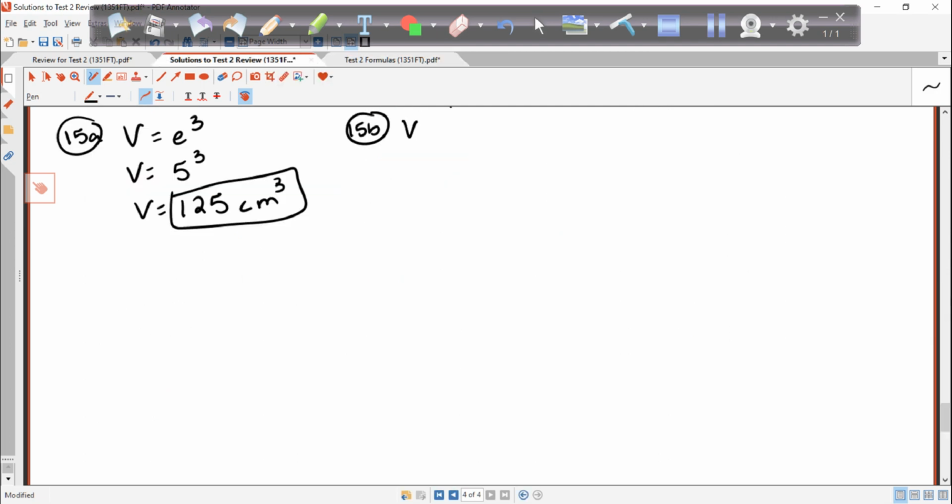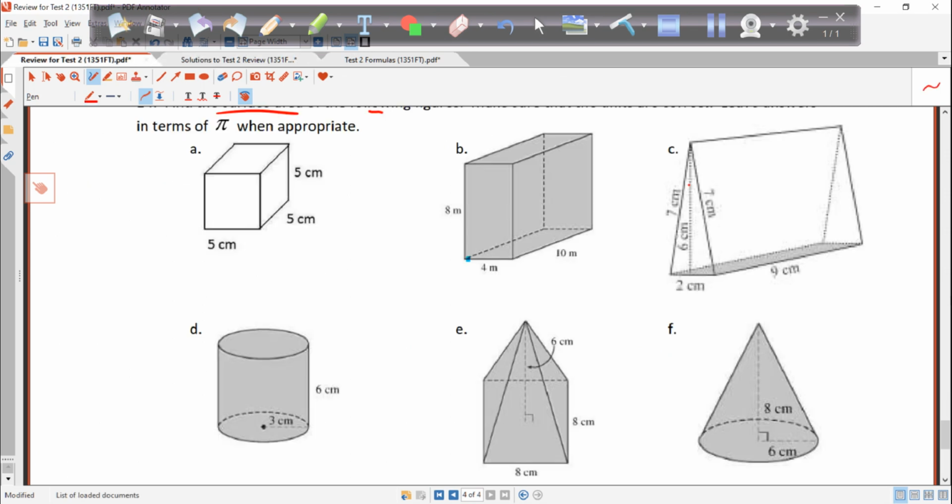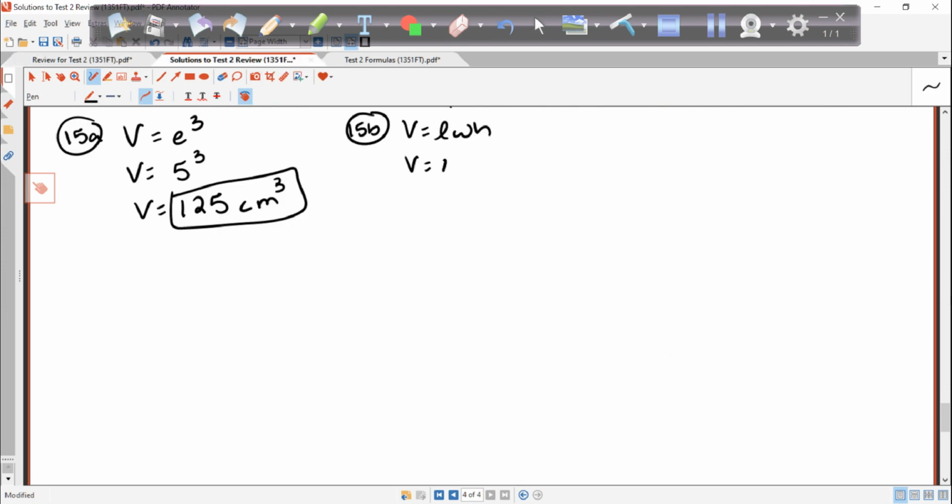All right, so we'll go ahead and use this one. Volume equals length times width times height, which was given. Length was 10, width was 4, height was 8. So we do 10 times 4 times 8, and you get 320. Each side was measured in meters, so it's going to be meters cubed.